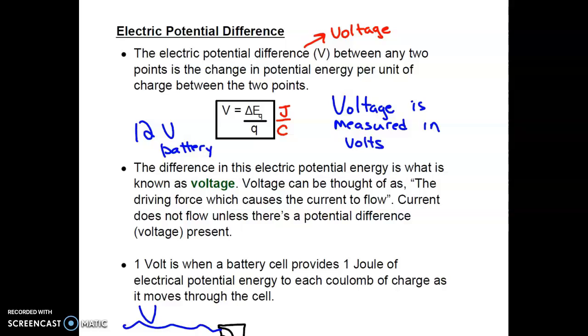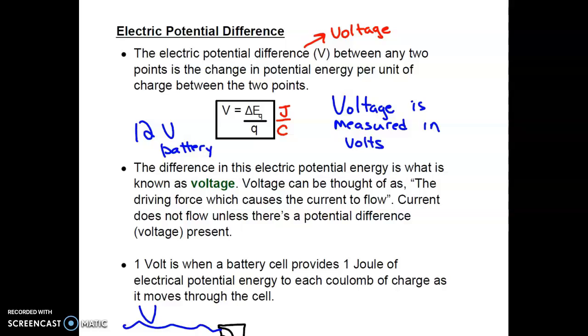So the change in potential energy is measured in joules, and the quantity of charge is measured in coulombs. So 1 joule per coulomb is called a volt, and that is what voltage is measured in, usually with a V. So the difference in this electric potential energy is what is known as voltage, and voltage can be thought of as the driving force which causes the current to flow. Current does not flow unless there's a potential difference, voltage, present.